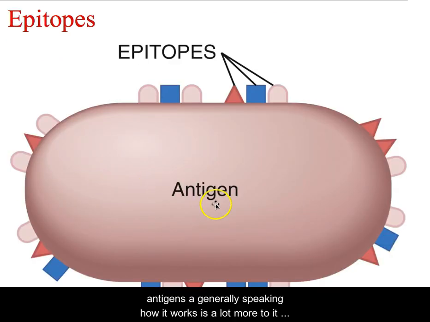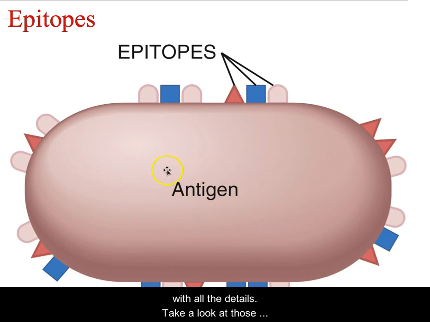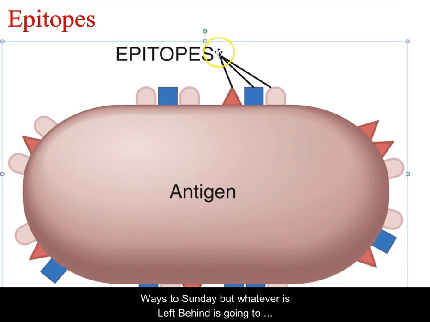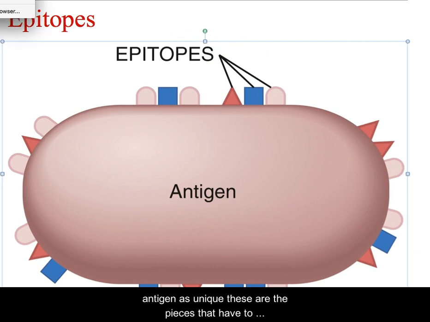This is an antigen, and an antigen can be broken down in a million ways, but whatever's left behind is going to create small, unique pieces that identify that antigen as unique. These are the pieces that have to occupy or activate those unique receptors. And how it happens, the basic mechanism, is named affinity. Okay, that's actually how you do this. Put in a text box here. So let's go like this.